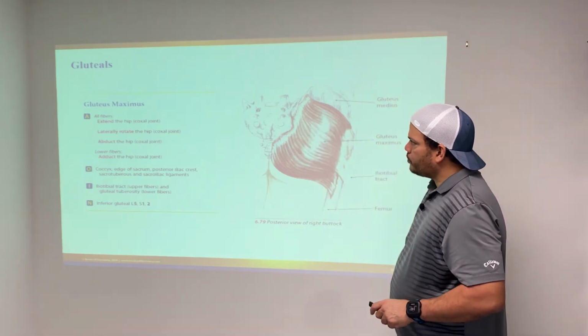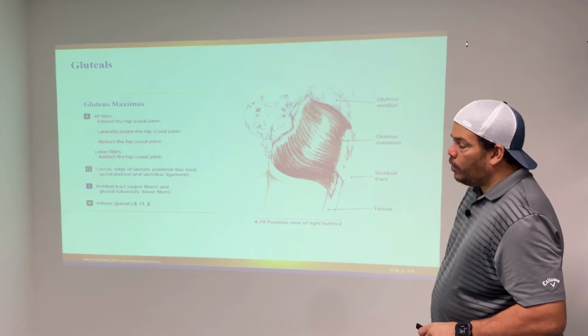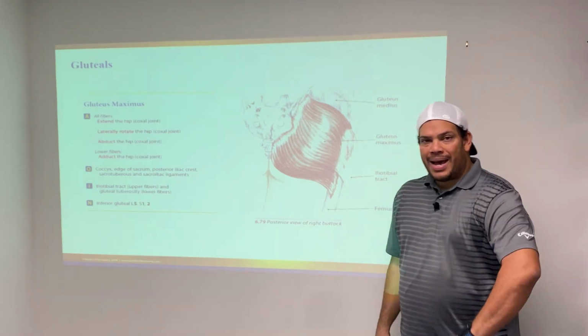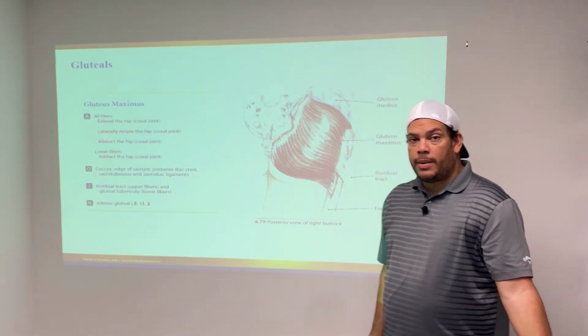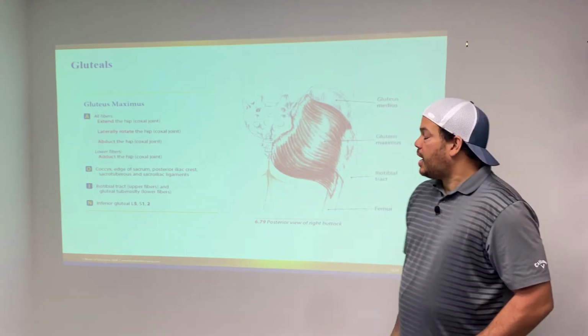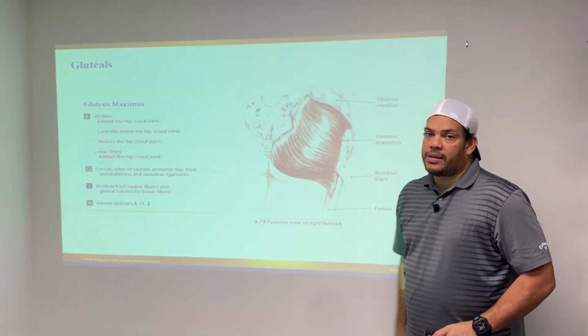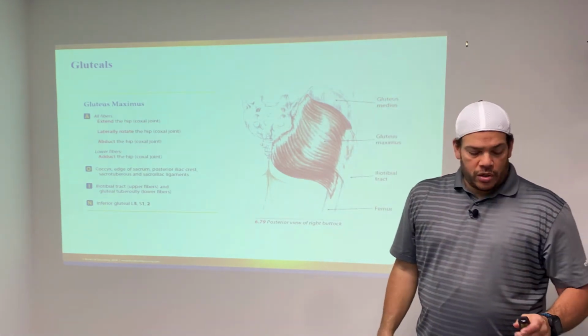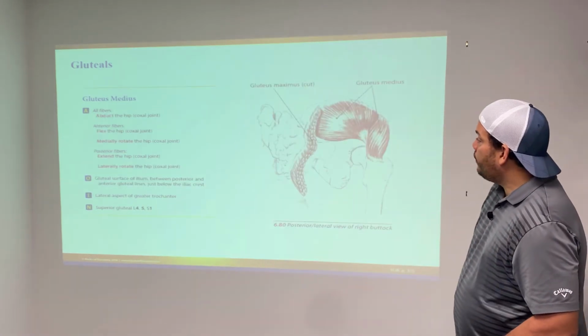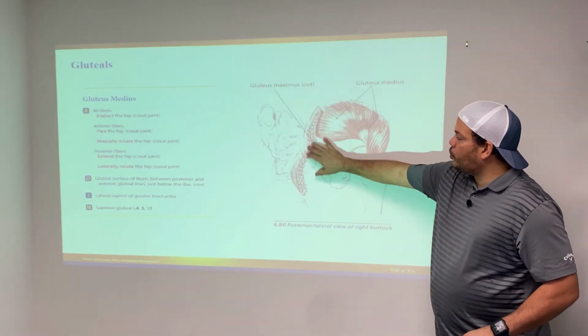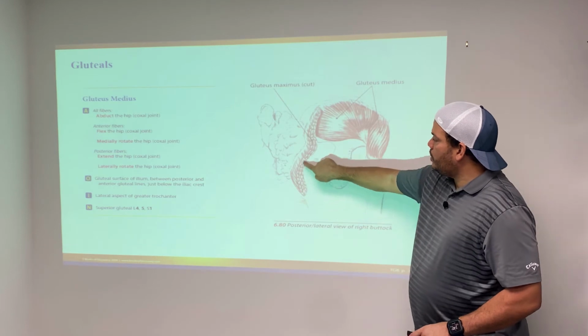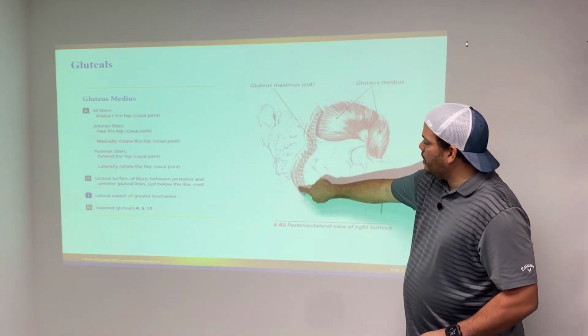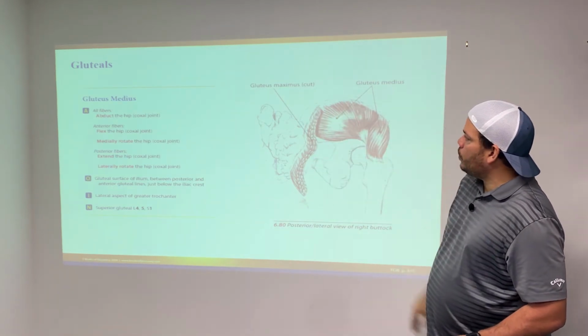So again, the gluteus maximus will perform extension of the hip, assist on lateral rotation of the hip when the hip is extended, and the uppermost fibers will assist on abduction of the hip. As we move forward, you have deeper to the gluteus maximus. You can see on this image that the muscle has been cut in order to present the gluteus medius.